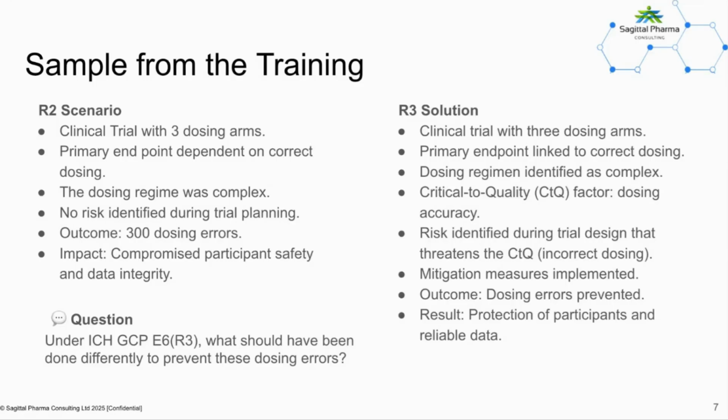The outcome is a safer, more reliable trial, fully aligned with R3's 11 GCP principles, especially those relating to participant protection, quality by design, and risk proportionate approaches. The Sagittal R3 training provides many more examples with practical solutions on how to implement and manage the R3 requirements.